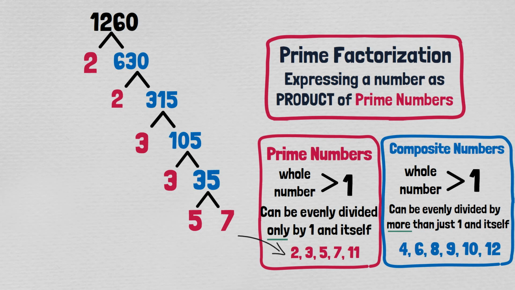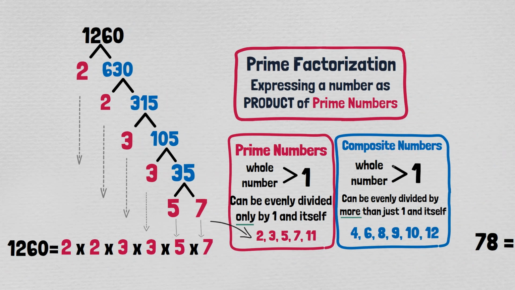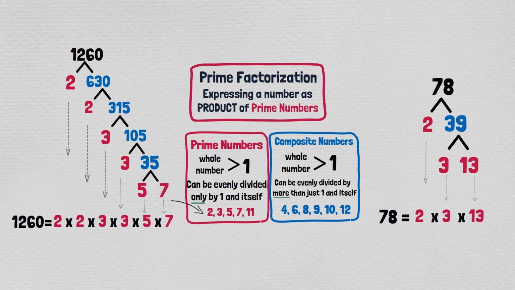The only thing left to do is step 2. We write 1260 as a product of the prime factors we came up with. 1260 equals 2 times 2 times 3 times 3 times 5 times 7. So here it is, the prime factorization of 1260.